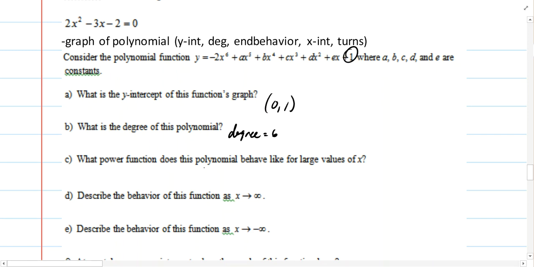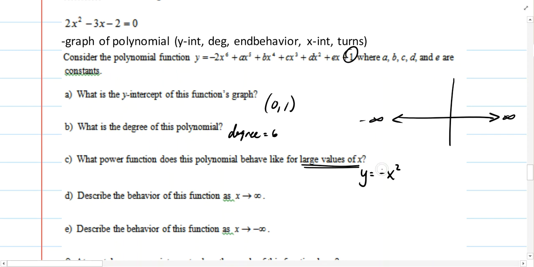What power function does this polynomial behave like for large values of x? Well, that's kind of a strange question to ask. I think what they're implying here is, what's the parent function of this polynomial? And so what I would answer with is y equals negative x squared. Now I say negative x squared because this is the most basic polynomial function that describes the end behavior. And when we talk about large values of x, we're talking about the left and the right hand side of the graph. So extreme values from negative infinity to positive infinity, for very large and very small values of x.